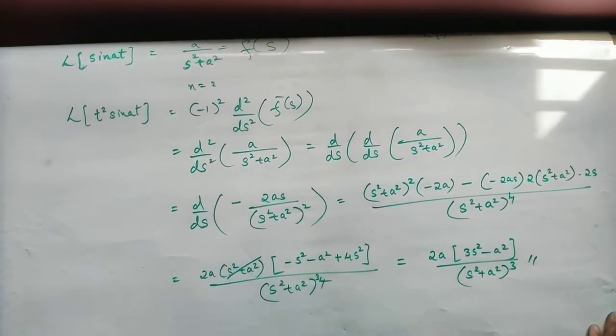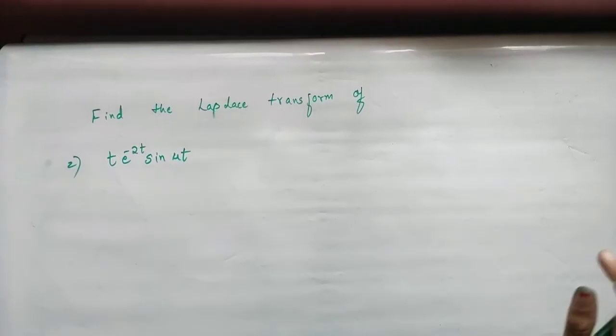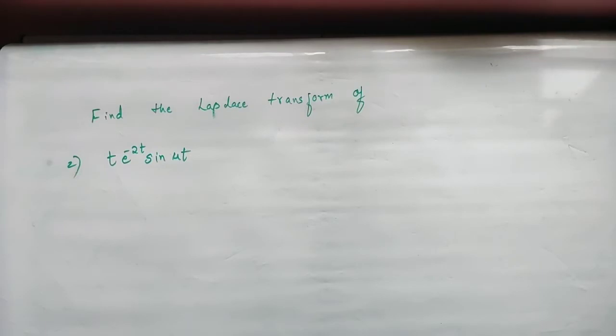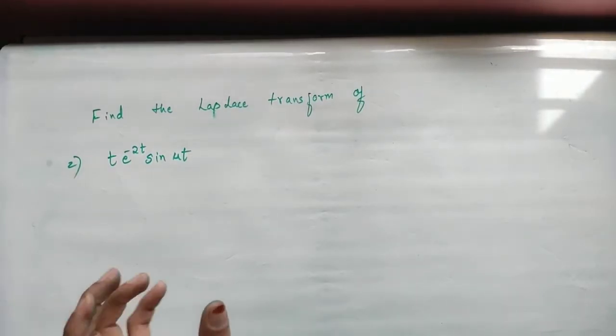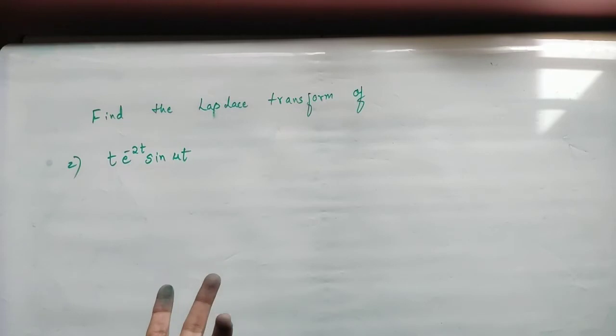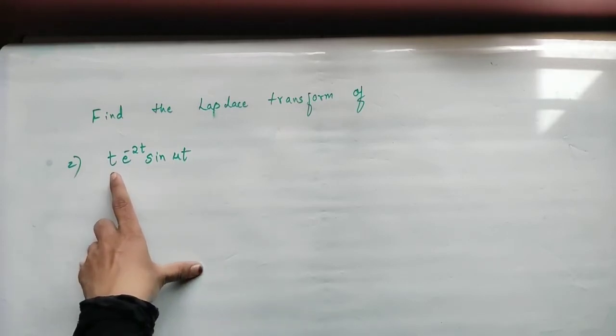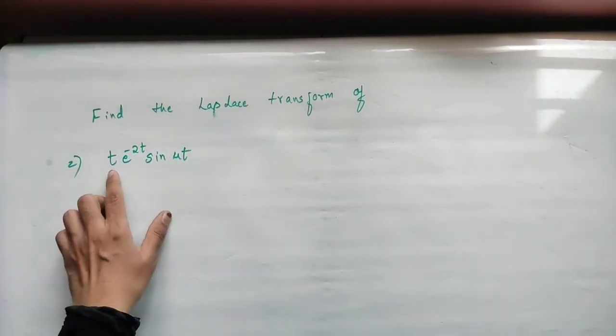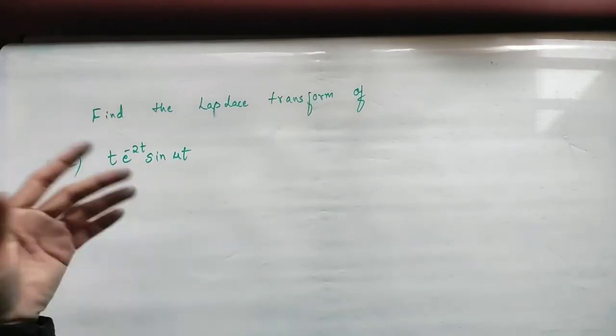I'll come back with one more problem. Just here is one more problem. Find the Laplace transform of t into e to power minus 2t sine 4t. So I hope you must be getting confused which property to use here. You can do it either way. You can either first find the Laplace transform of the first two things, then use the second property.